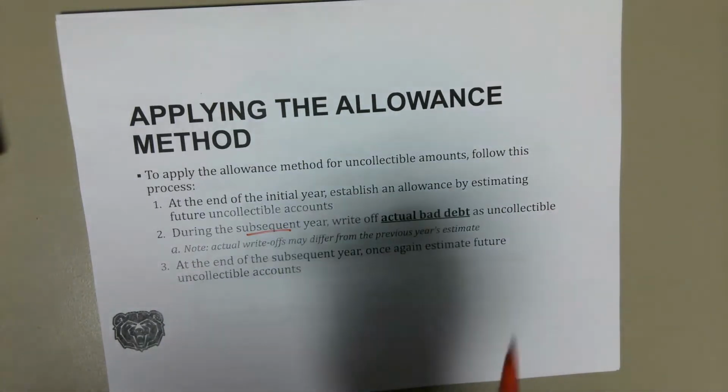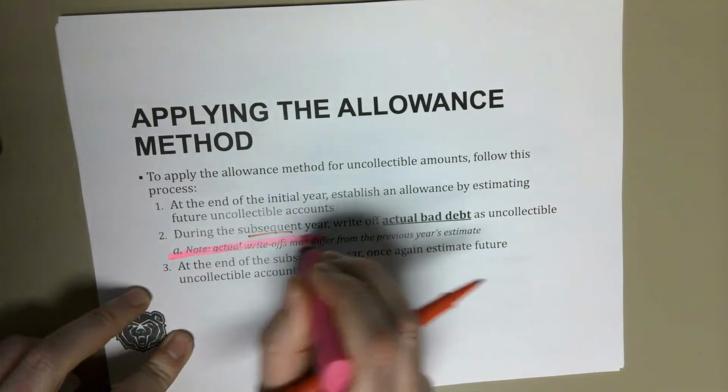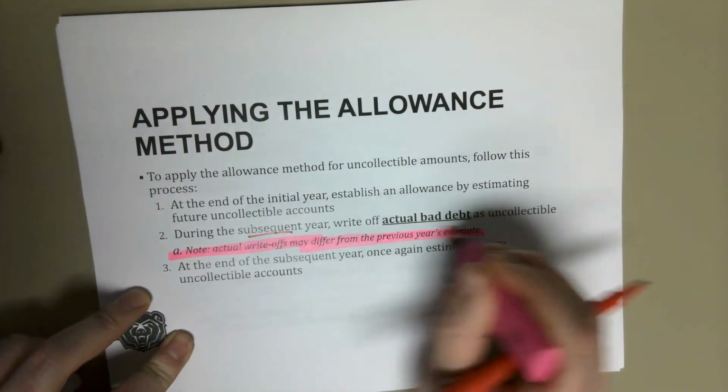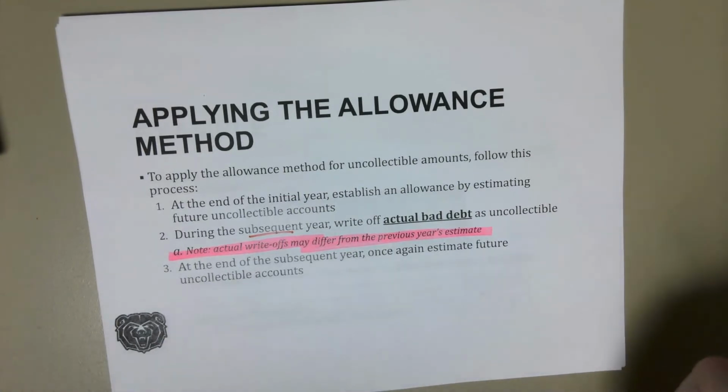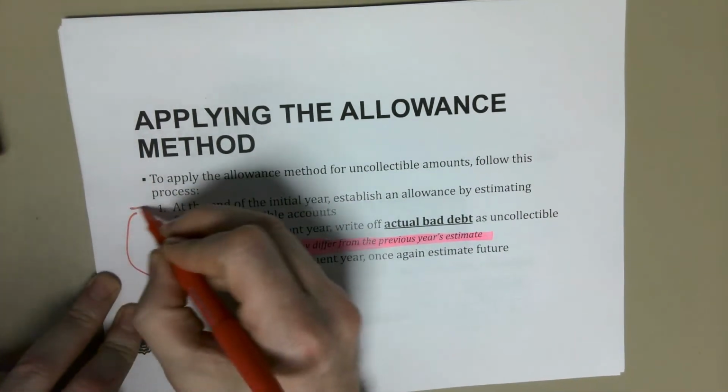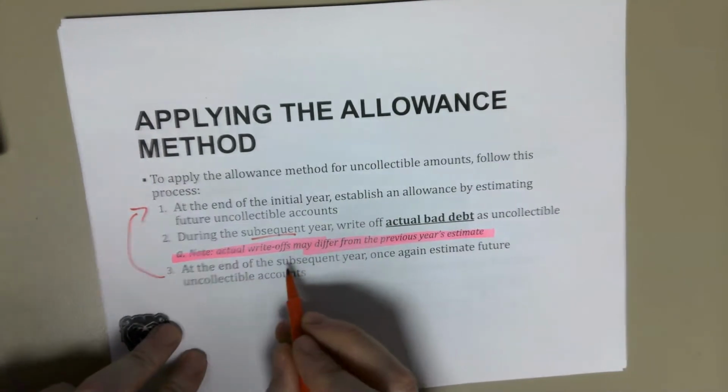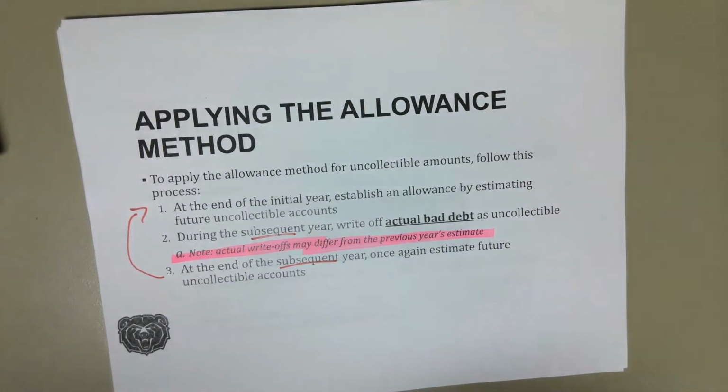Here's an important note. This is extremely important. Your actual write-offs may differ from the previous year's estimate, okay? So if your bad debt expense is more than your allowance, that means you've probably underestimated the amount that you would need to write off. If your allowance is higher than your bad debt expense, you maybe overestimated. Maybe you've got better customers than you thought, okay? And then we'll just start back. Basically, you start back at step 1, and at the end of this subsequent year, next year, you estimate the future uncollectible accounts.